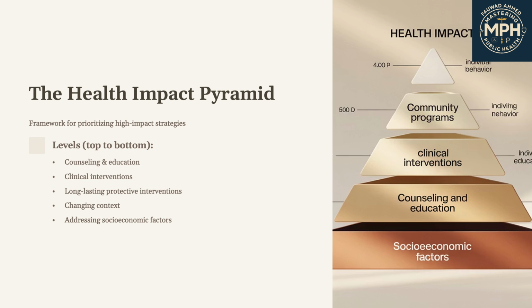Third is long-lasting protective interventions such as vaccines. Fourth is changing the context to make healthy choices the default. Fifth is addressing socioeconomic factors, the most powerful but also the most complex. Aim for strategies that combine individual level interventions with systemic change.